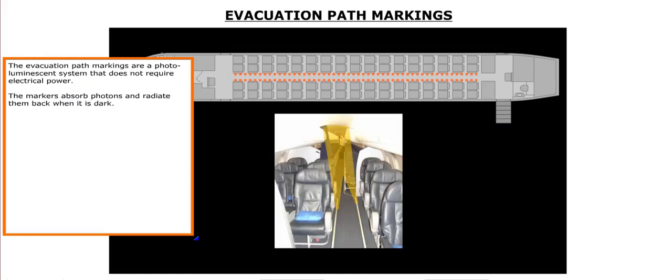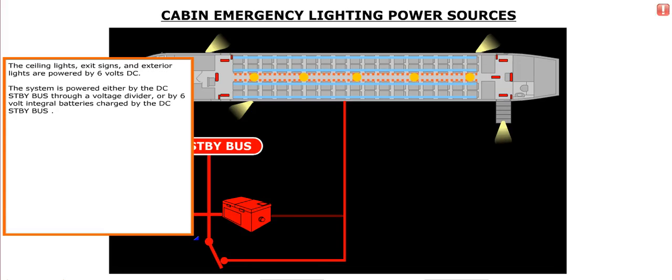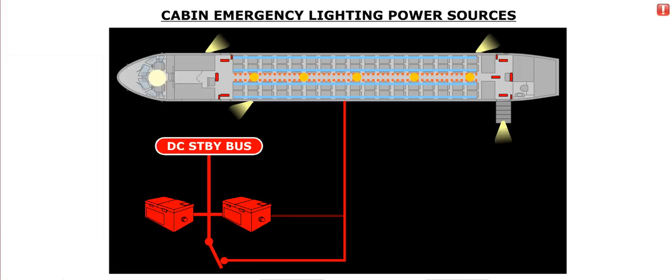The evacuation path markings are a photoluminescent system that does not require electrical power. The markers absorb photons and radiate them back when it is dark. The ceiling lights, exit signs, and exterior lights are powered by 6 volts DC. The system is powered either by the DC standby bus through a voltage divider, or by 6-volt integral batteries charged by the DC standby bus.